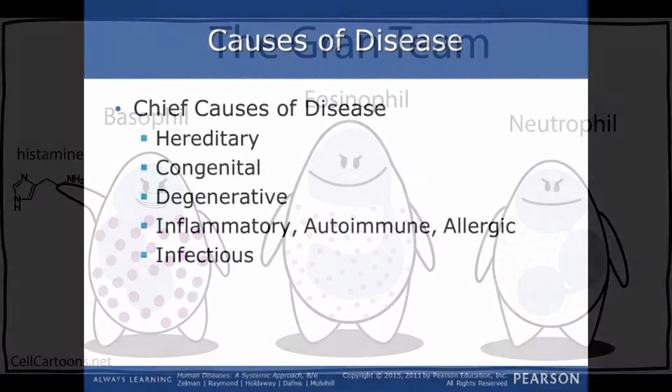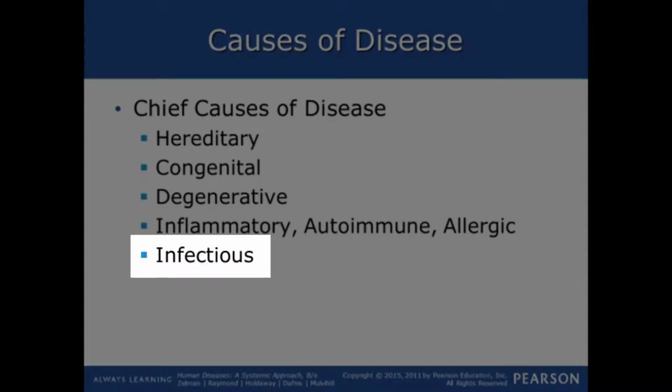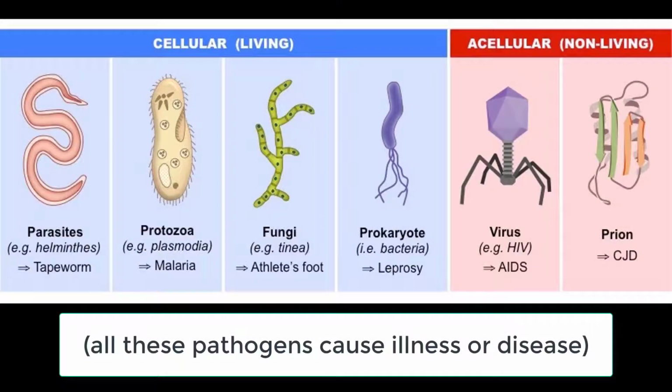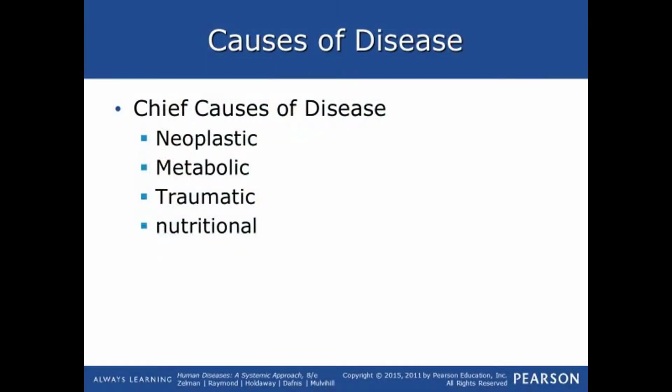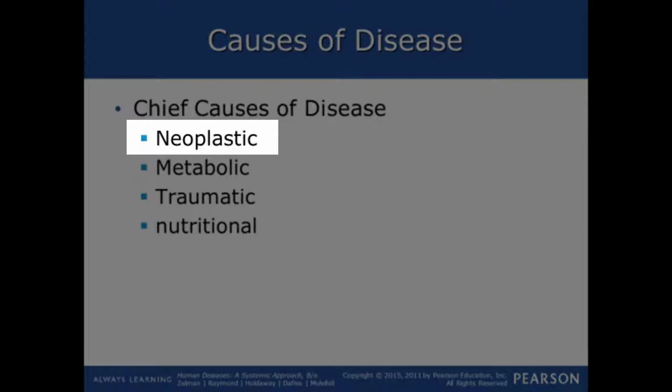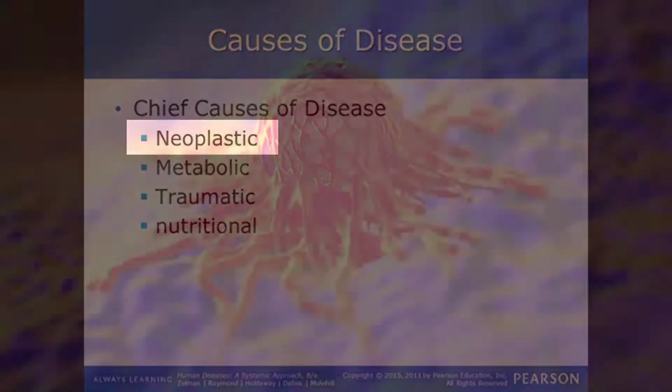hay fever. Infectious diseases are caused by pathogens like bacteria or viruses, which is what we commonly think of as disease. So those are the most common things that we associate with disease, but these others, hereditary, congenital, degenerative, those are also disease categories. Neoplastic, these are cancers, both benign and malignant. So abnormal cell growth can lead to tumors.